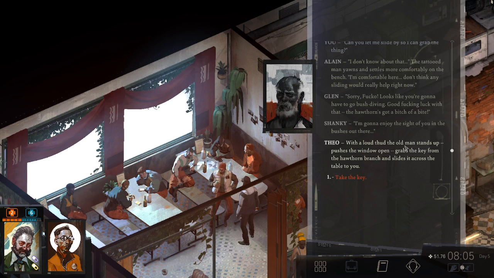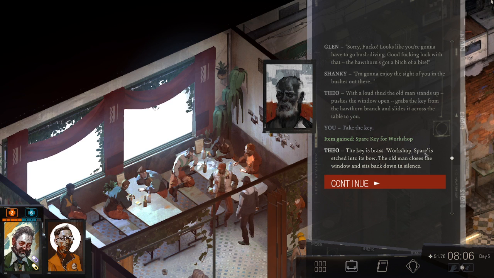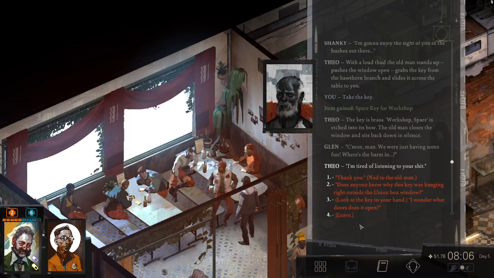With a loud thud, the old man stands up, pushes the window open, grabs the key from the hawthorn branch, and slides it across the table to you. Thanks, Theo. The key is brass. Workshop spare is etched into its bow. The old man closes the window and sits back down in silence. Come on, man. We were just having some fun. Where's the harm in it? I'm tired of listening to your shit.